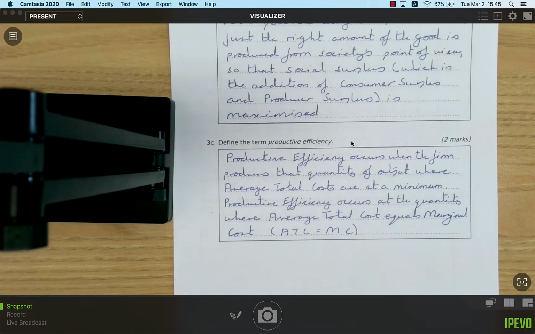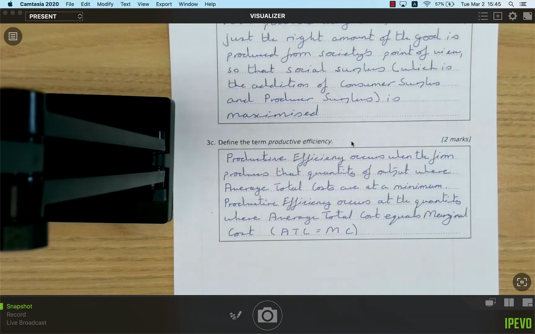But part of maximizing profits is being efficient. And what's the definition of efficiency? The minimum point of the average cost curve. That means on average you are using the least of society's scarce resources that you could possibly use to produce each unit of your good. So productive efficiency occurs when the firm produces that quantity of output where average total costs are at a minimum.